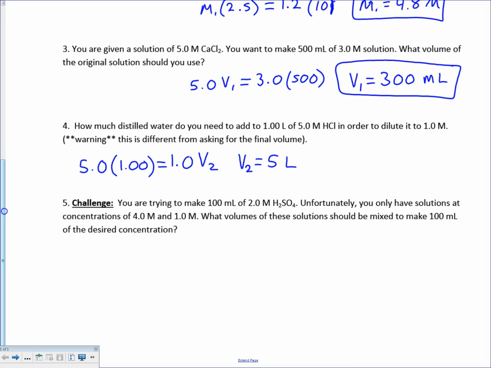But this asks how much water you need to add. We originally had 1 liter. The final volume is 5 liters. So what this means is that you need to add 4 liters.